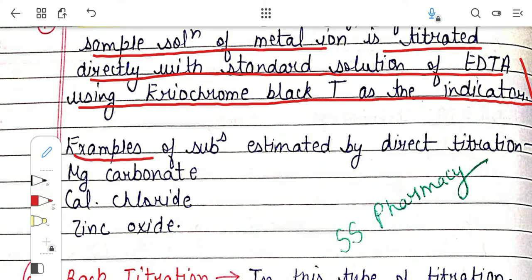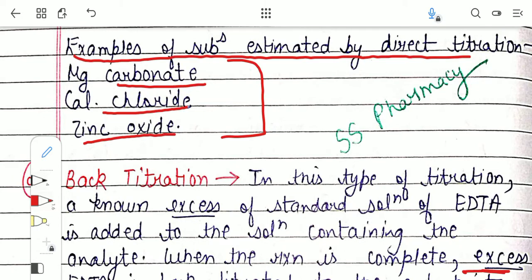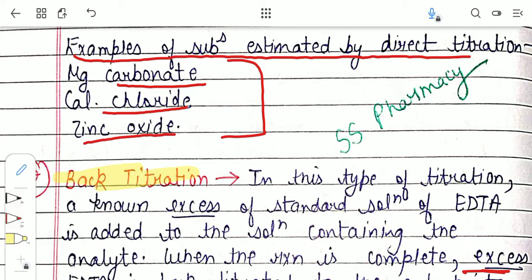Examples of substances which are estimated by direct titration are magnesium carbonate, calcium carbonate and zinc chloride. Now the next type of titration is the back titration.